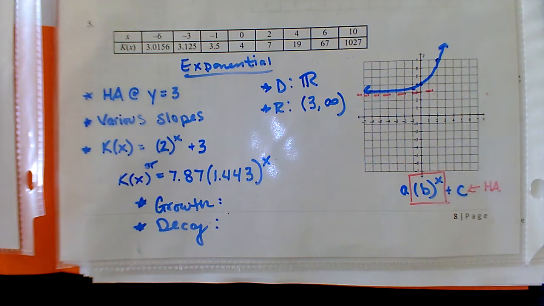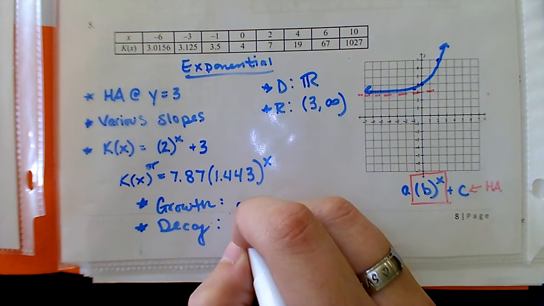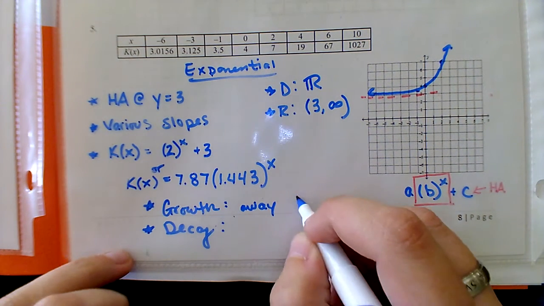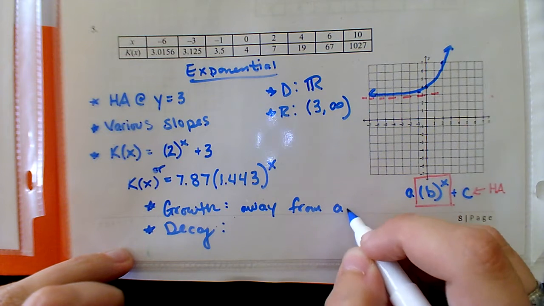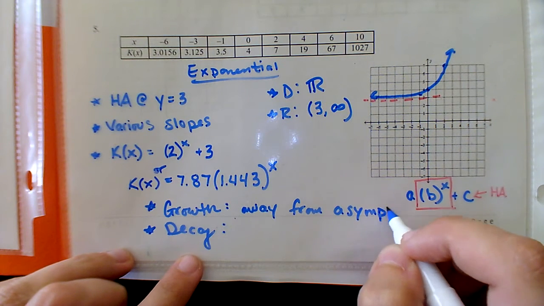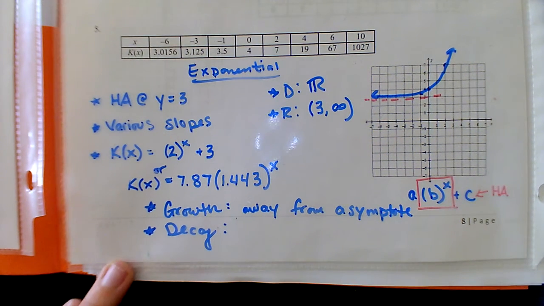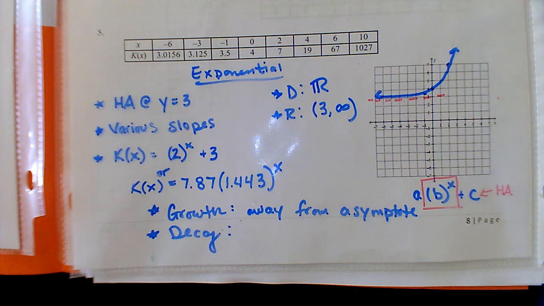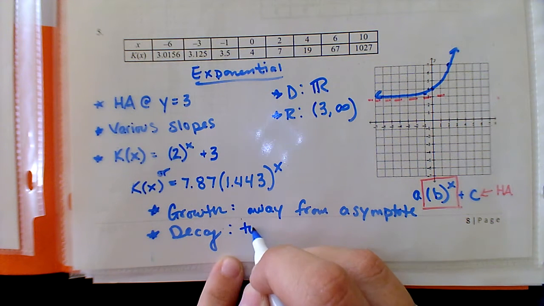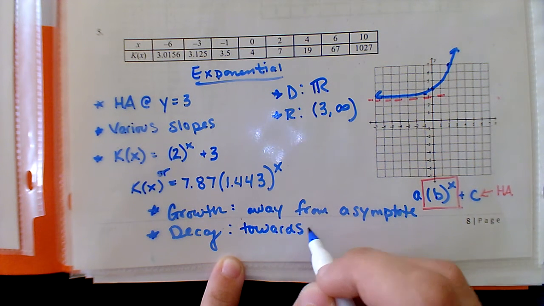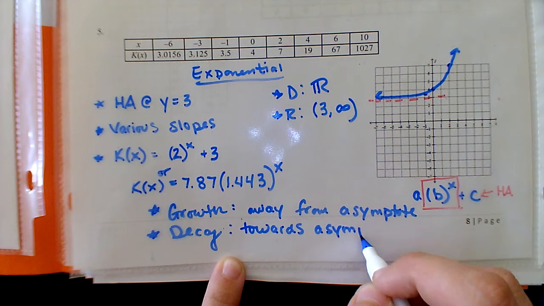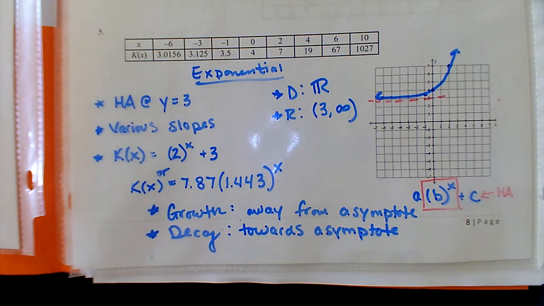Go ahead, Ariana. So usually you read a graph left to right. If it's going away from the asymptote, it's growth, and if it's going towards it, then it's decay. Okay, so away from asymptote, that's classified as exponential growth, and towards asymptote is classified as exponential decay.